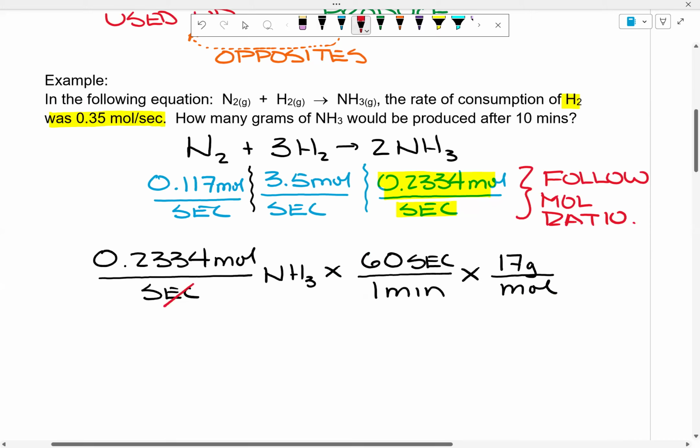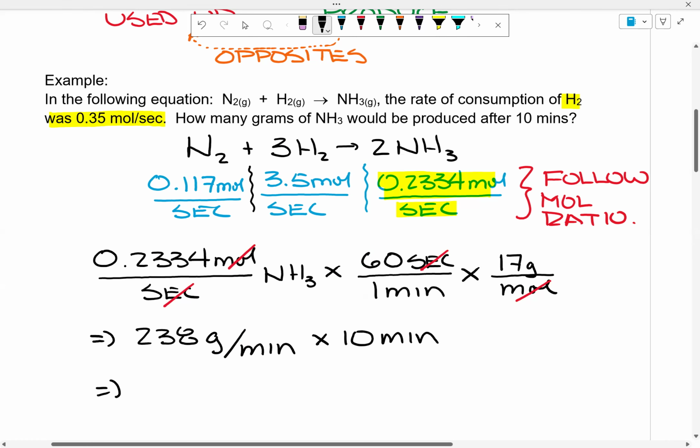I cancel out my units here, seconds, moles. And what I get as an answer is times 60 times 17. So that would give me 238 grams per minute. Now that's my rate. And then I would multiply it by 10 minutes, which gives me an answer times 10.